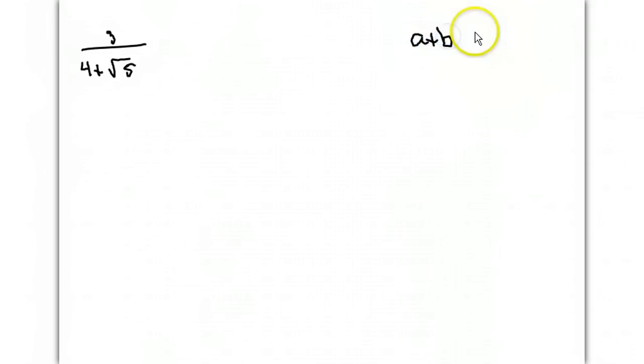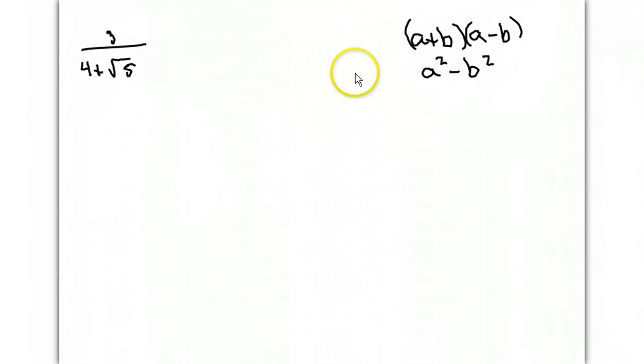Okay, let's say we have a problem 3 divided by 4 plus square root of 5. Okay, this is a problem where you can't have a denominator with any kind of root in it. So what you do is you rationalize the denominator. If you remember from the beginning of this video, if you have a plus b times a minus b, if it looks in that form, then you can write it as a squared minus b squared. So we're trying to get rid of the bottom, which is 4 plus square root of 5. We multiply it by 4 minus square root of 5, from top and bottom.